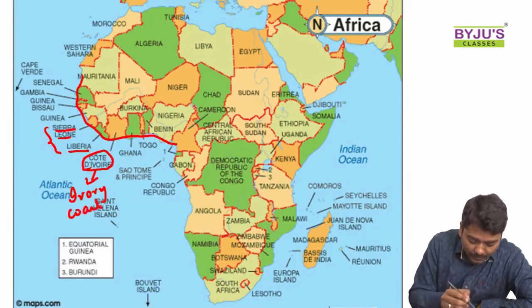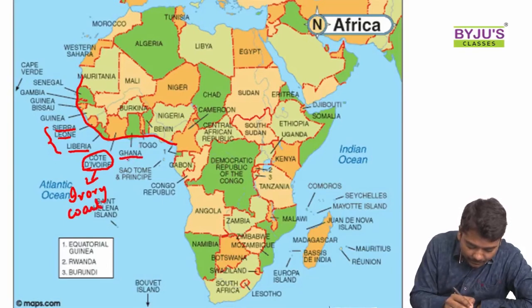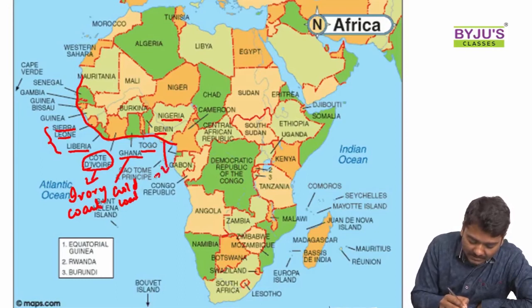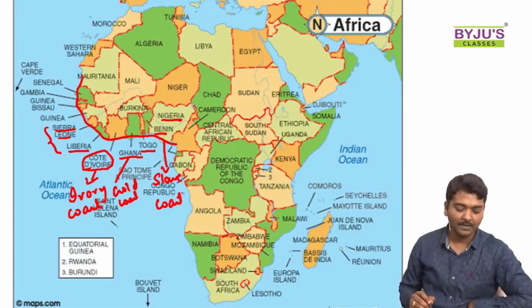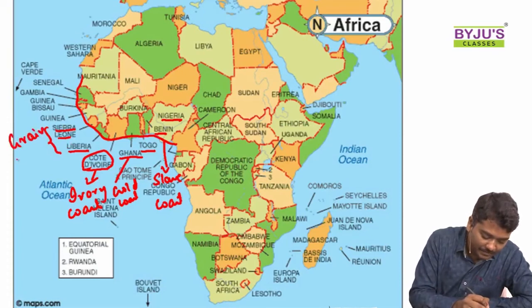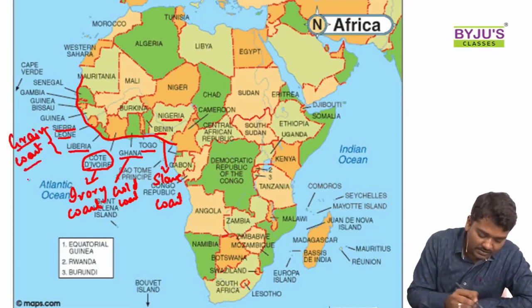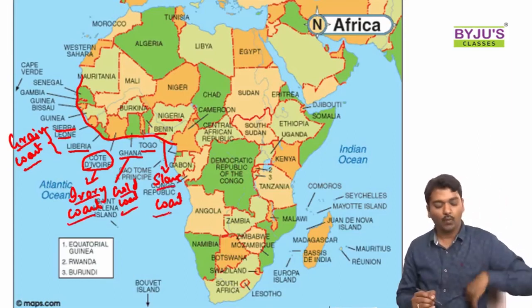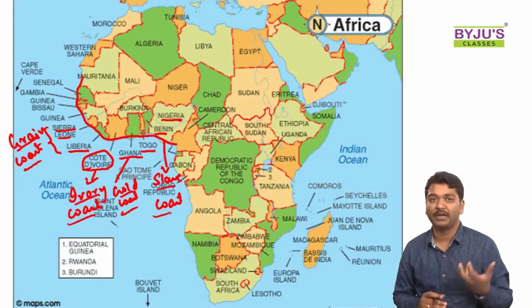Then you have Ghana, Gold Coast, Togo, Benin, Nigeria. Togo, Benin, Nigeria is Slave Coast. Okay, so Sierra Leone and Liberia is your Grain Coast. They may give you a match the following: Grain Coast, Cote d'Ivoire, Ivory Coast, Ghana, Gold Coast, and Togo, Benin, Nigeria is your Slave Coast. This is one piece of information where you may get a question.